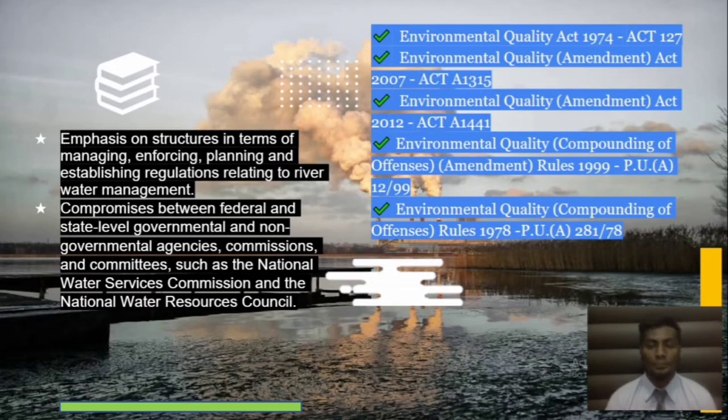There are a few regulations that support river water pollution control, which are the Environmental Quality Act 1974, Environmental Quality Amended Act 2007, Environmental Quality Amended Act 2012, Environmental Quality Compounding of Offences Amended Rules 1999, and the last one is Environmental Quality Compounding of Offences Rules 1978.